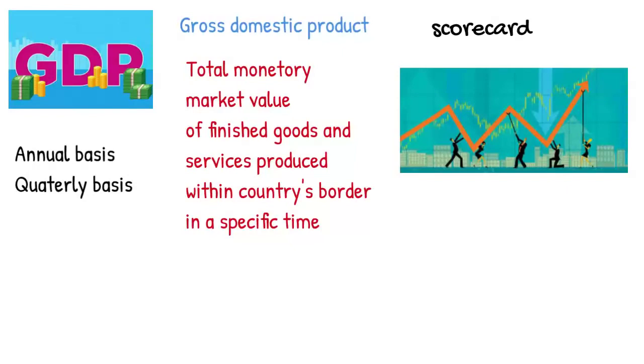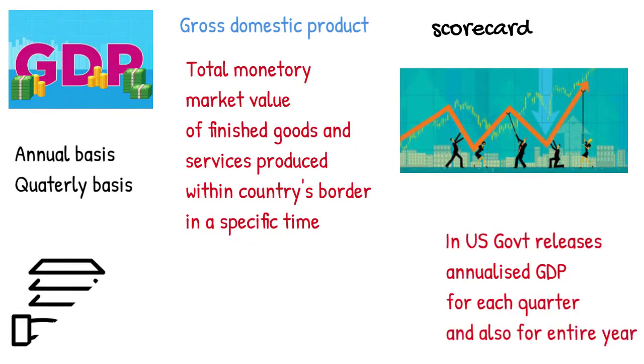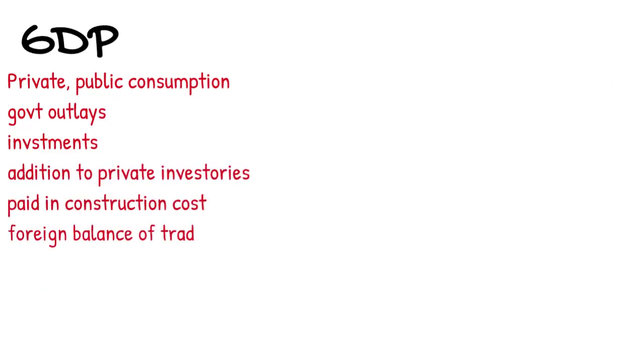In the United States, for example, the government releases an annualized GDP estimate for each quarter and also for an entire year. Most of the individual data sets will also be given in real terms, meaning that the data is adjusted for price changes, and is, therefore, net of inflation. GDP includes all private and public consumption, government outlays, investments, additions to private inventories, paid-in construction costs, and the foreign balance of trade. Exports are added, imports are subtracted.